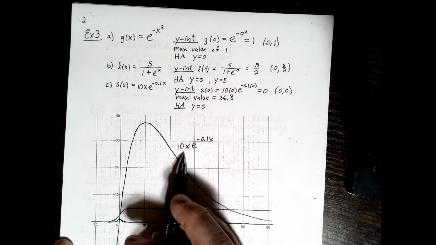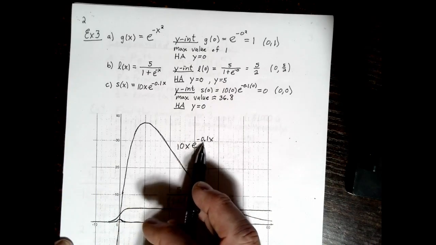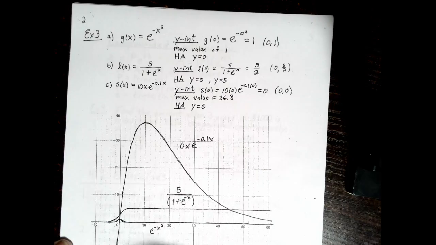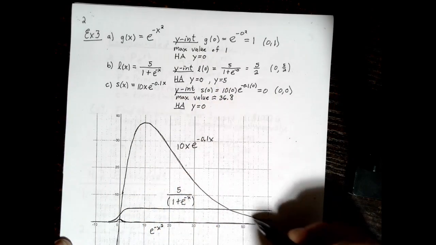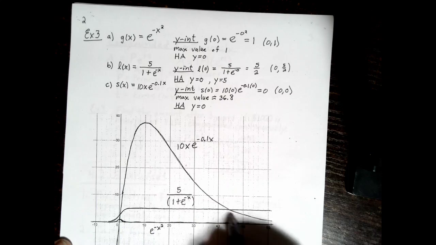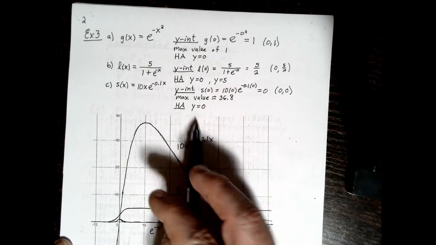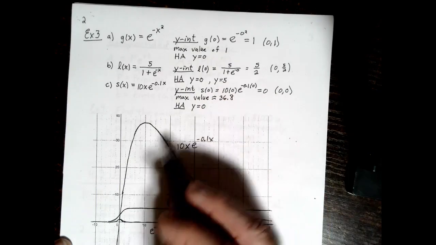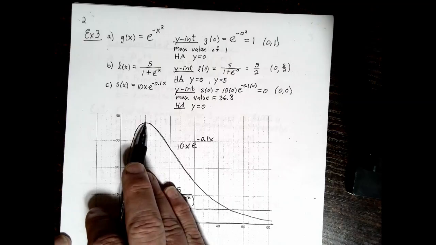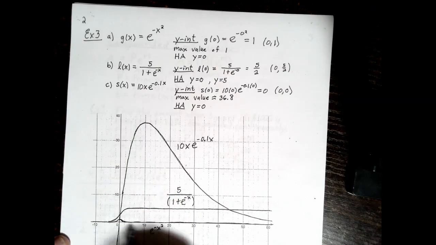This one here, 10x e to the negative 0.1x, this one's all over the place. This one comes all the way down here, comes up, peaks here, and then comes back down, and looks like it has an asymptote there at y equals 0. So its y-intercept, it crosses at 0, 0. Its max value, this point here, is 36.8. It actually does cross the horizontal asymptote here, but its horizontal asymptote is y equals 0.